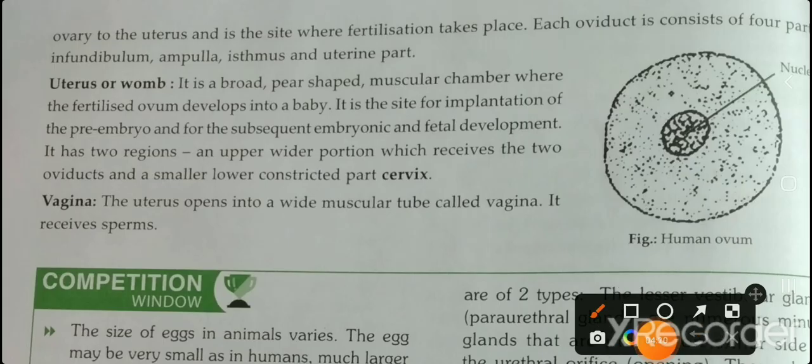Here you are seeing the human ovum, which contains the nucleus. As we discussed earlier, the glycogen, protein and all will be accumulated in the cytoplasm area. The fallopian tubes connect the ovary to the uterus, and they are also the site for fertilization. These two points you need to remember. The oviduct consists of four parts. What are the four parts? The infundibulum, ampulla, isthmus, and uterine part. These are the four parts of the oviduct.